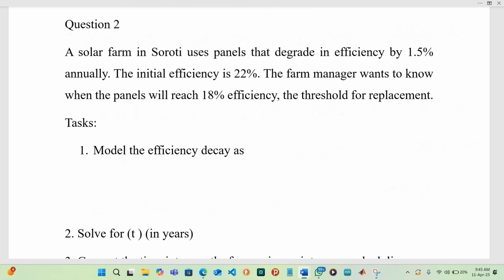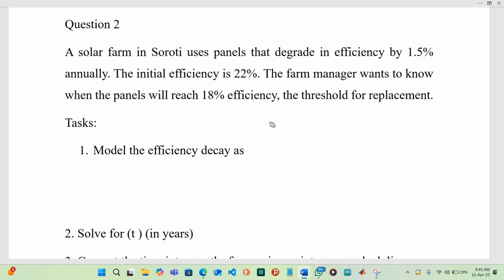Thank you, members. Problem number 2 says, a solar farm in Soroti uses panels that degrade in efficiency by 1.5% annually. The initial efficiency is 22%. The farm manager wants to know when the panels will reach 18% efficiency, the threshold for replacement. So when they reach 18%, that is the threshold for replacement. So let's look at the tasks that are required of us to perform.